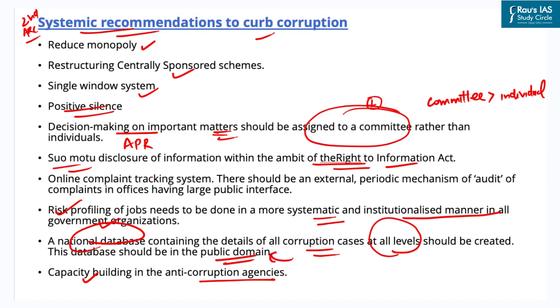And it also recommended an online complaint tracking mechanism, or a system for external and periodic audit of complaints in offices that have large public interest. With this, we have seen the recommendations made by the second ARC with regard to the legal, social, infrastructure and systemic recommendations to tackle corruption. We have also seen the reasons for corruption, its effect, and the principal legislations presently in India to counter the same.